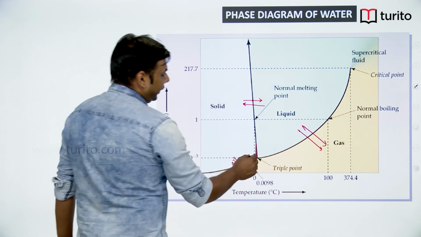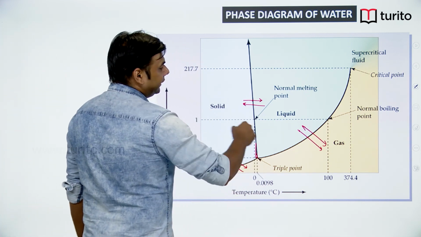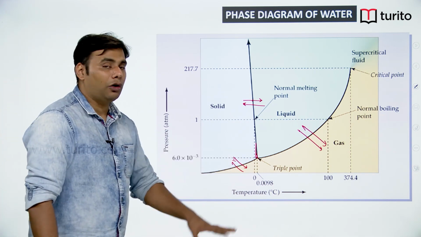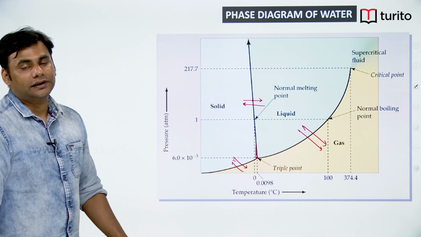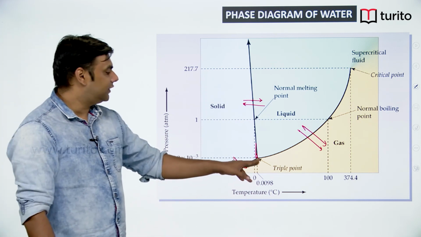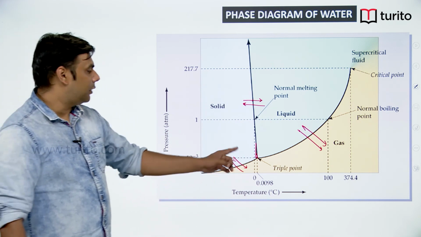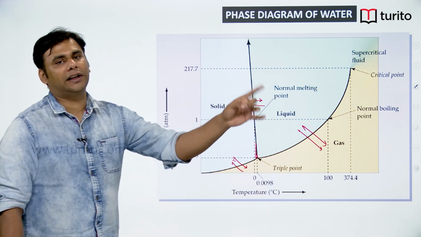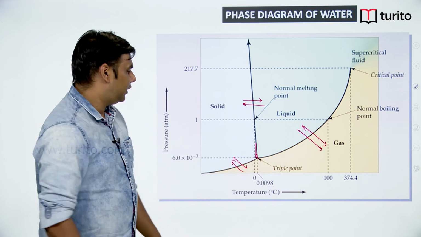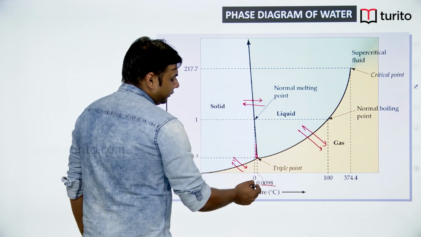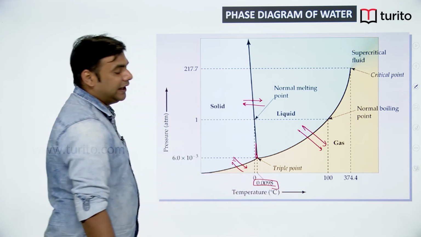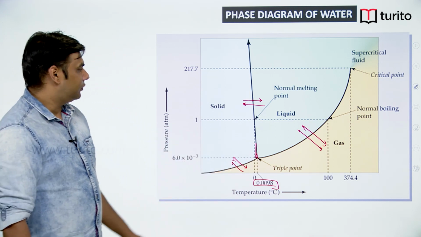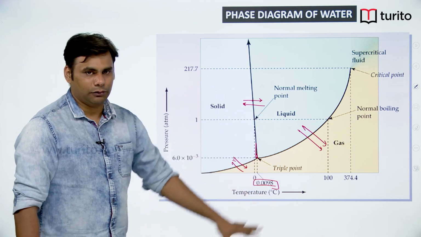At a particular point, all the three lines, solid, liquid and gas, are intersecting. So at this point all the three phases coexist together. This is called the triple point. The triple point of water is the point where all the three phases, solid, liquid and gas, are coexisting together. This temperature is 0.0098 degrees Celsius. So this is the triple point of water. This is the basic phase diagram of water.